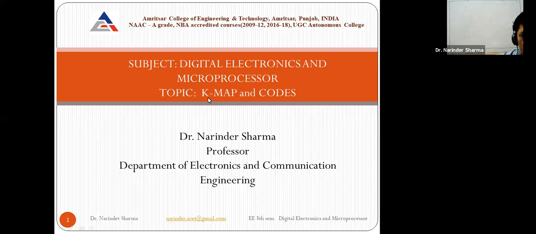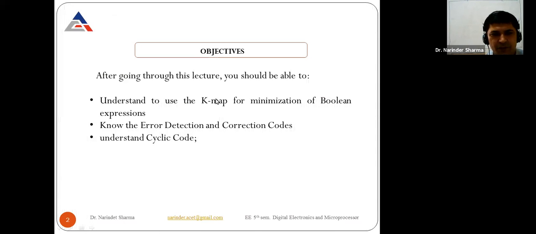We will learn about the K-maps and the codes along with the binary addition in today's lecture. After completion of this lecture, you will be able to understand why K-map is used for the minimization of the expressions, what are the error detection and correction codes. A cyclic redundancy code is also used.